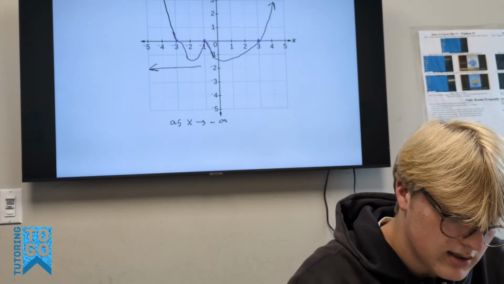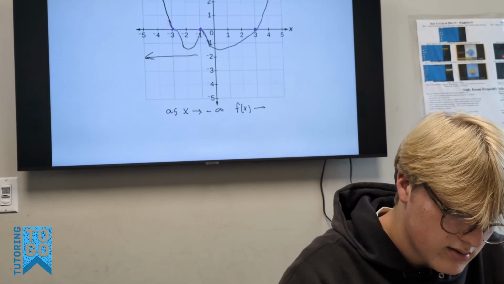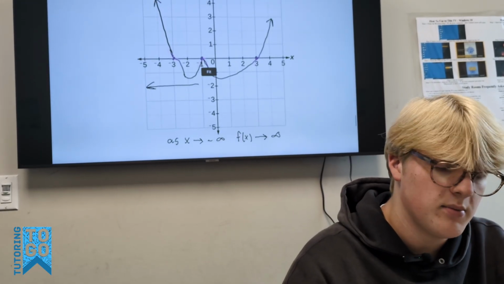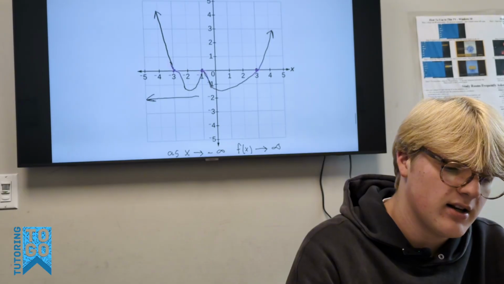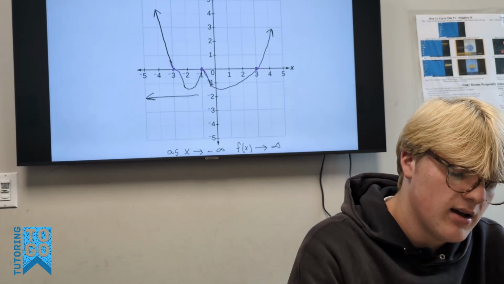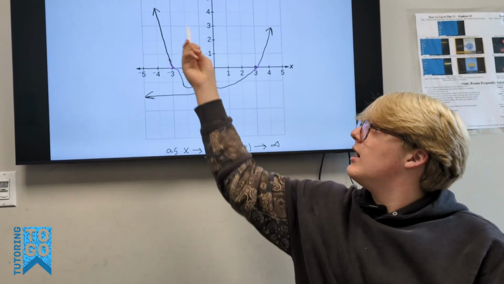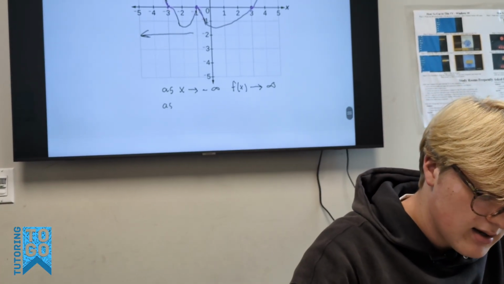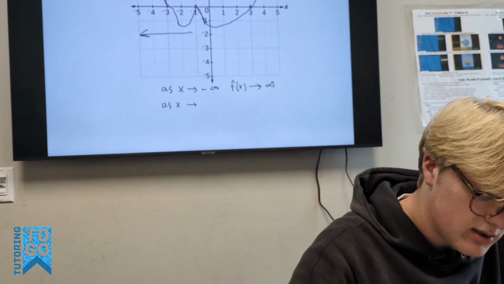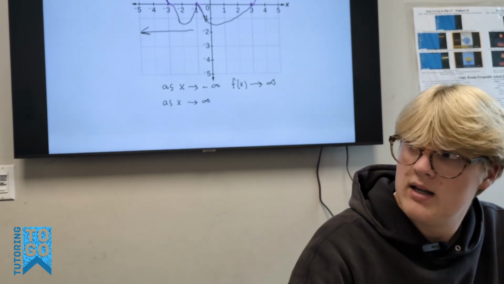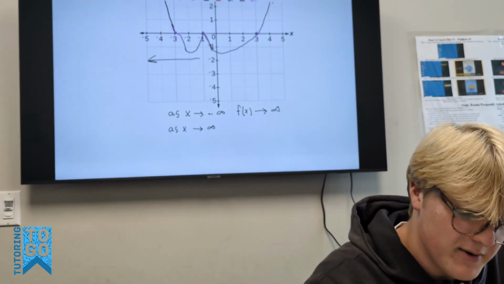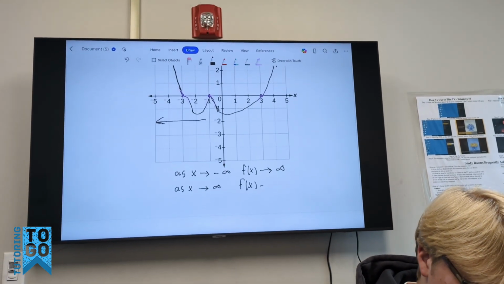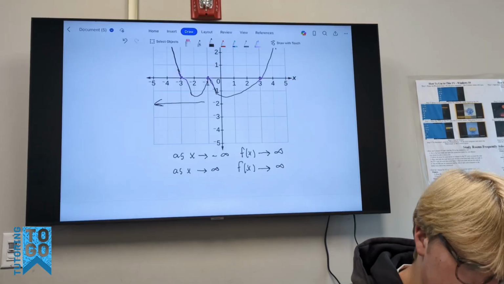f of x is approaching infinity. Ignore my infinities, I've never been able to do them right. But that just means it's going to keep going up endlessly. It'll just keep going up without bound. And then for the right side, we'll say as x approaches positive infinity, meaning as it goes to the right, the y values, or f of x, is going to also approach infinity.